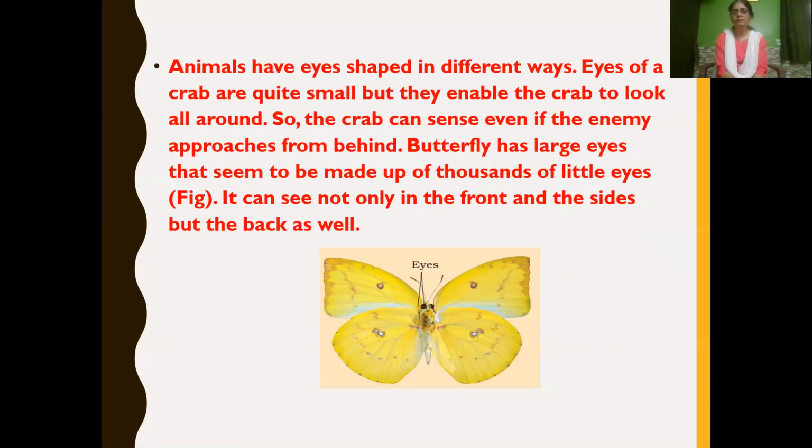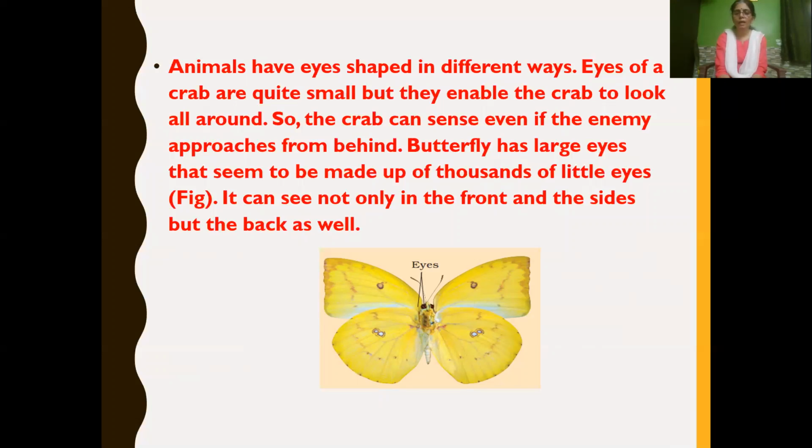Animals have eyes shaped in different ways. For example, the eyes of a crab are very small, but they enable the crab to look all around. So the crab senses even if the enemy approaches from behind. And next, the butterfly has large eyes. These eyes seem to be made up of 1,000 little eyes.